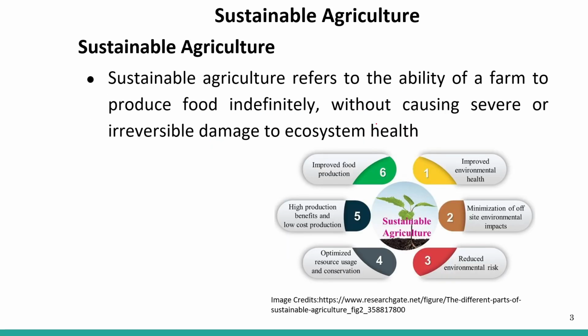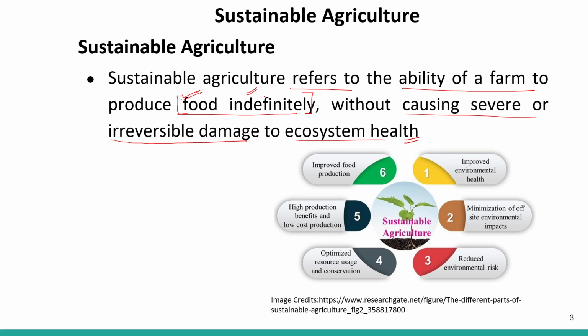So let us start. What is sustainable agriculture? Sustainable agriculture refers to the ability of a farm to produce food indefinitely. Food indefinitely means however much food is required, we can grow that amount of food, okay? And keeping in mind that we are not going to cause any severe or irreversible damage to the ecosystem health. Keeping this in mind, we are growing our food.